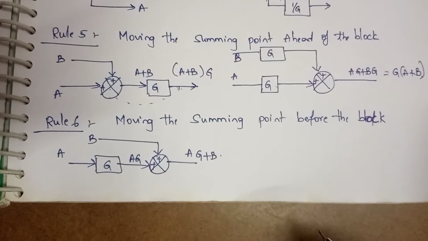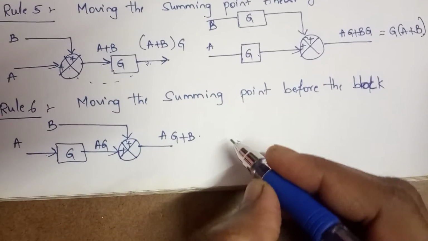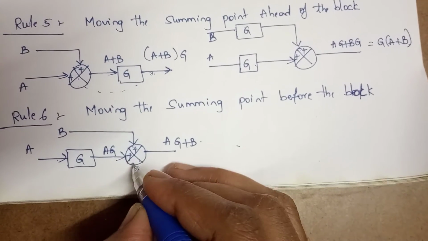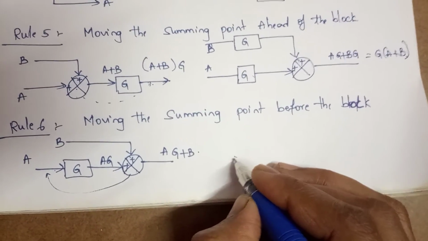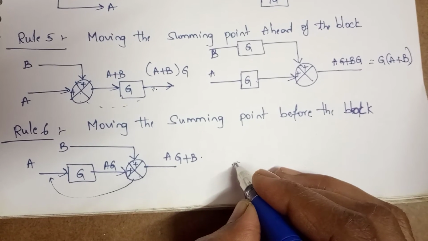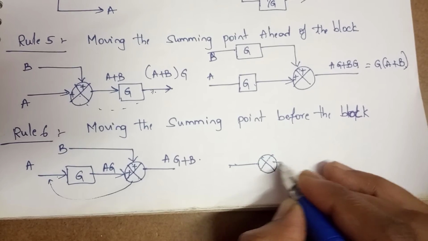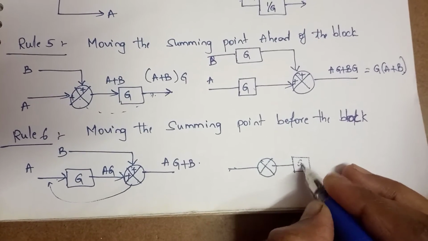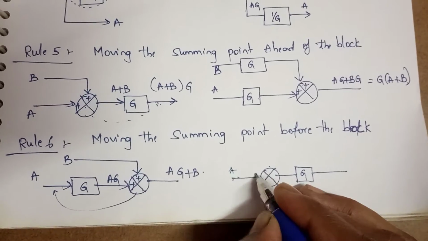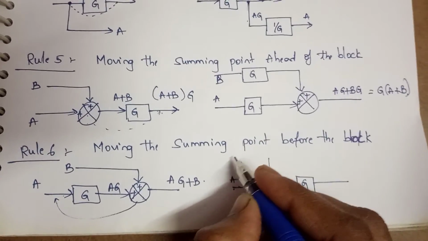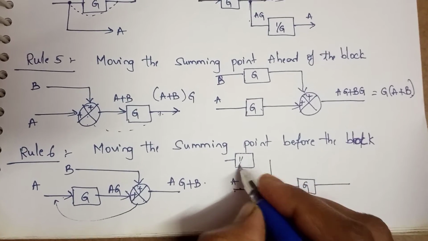Next, rule 6, moving the summing point before the block. This should become like this. First draw the summing point. Next, block G, and here B. This is A, and across B the block gets changed; it becomes 1 by G.